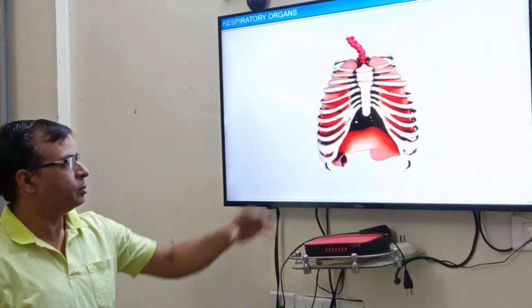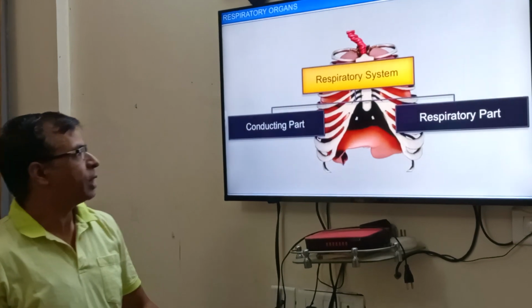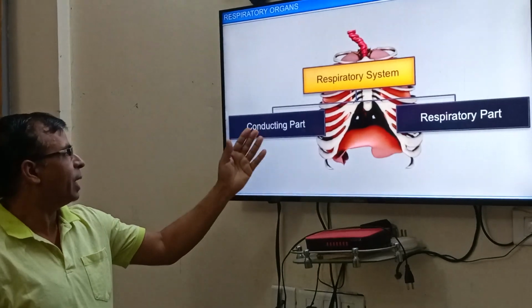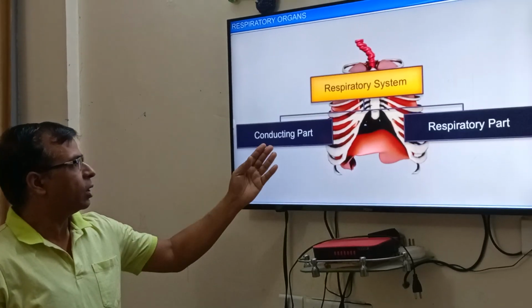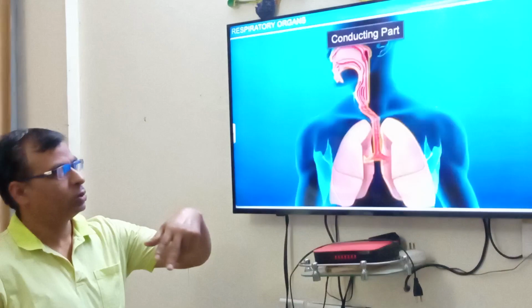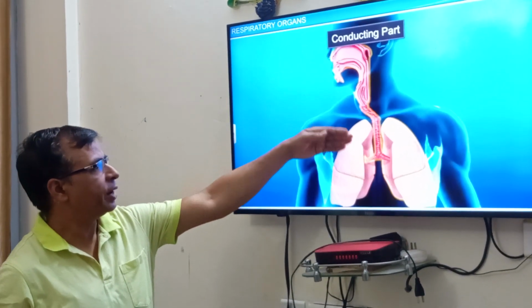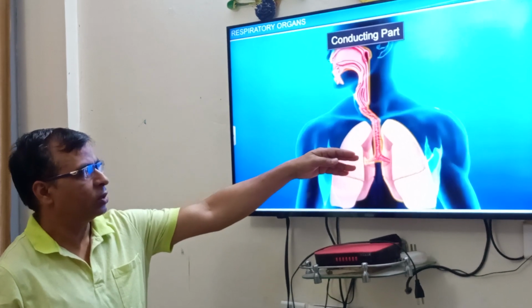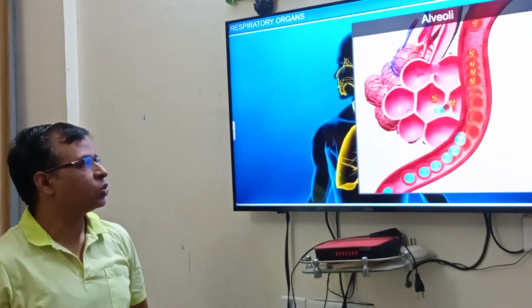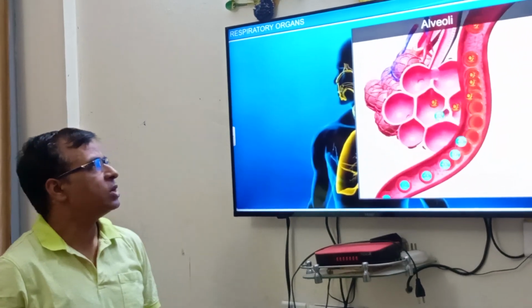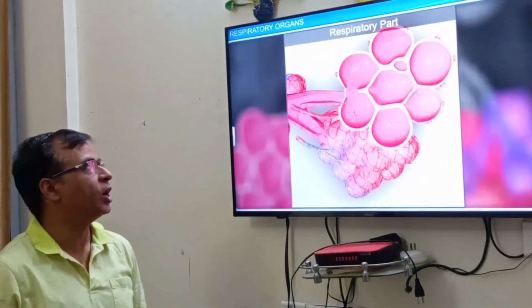And this is showing the changes in the pulmonary vein. The respiratory system may be of two parts: the conducting part and the respiratory part. This is the conducting part, through which the air passes. It consists of the structures from the nose to the bronchioles, that is bronchi, through which the air passes, and then there is the alveoli, which is the main site of the exchange of gases.